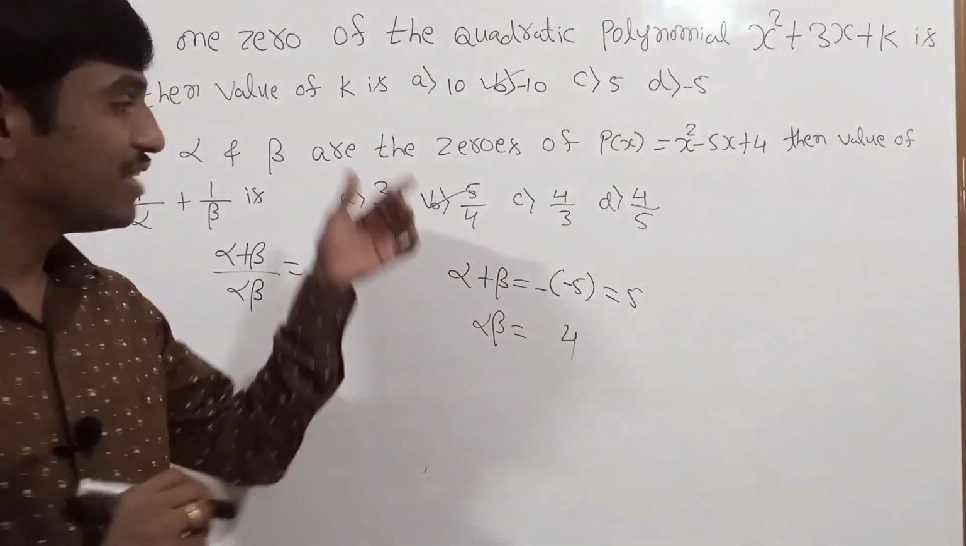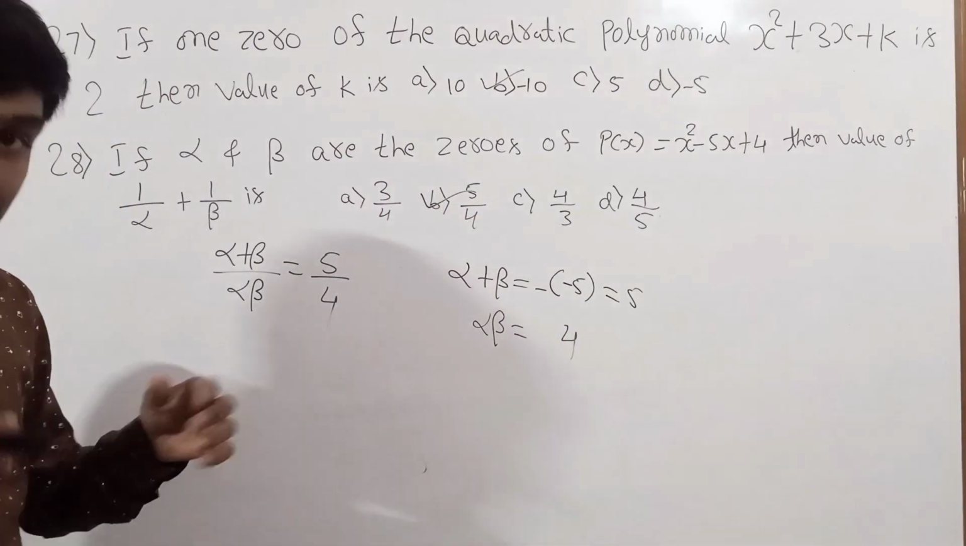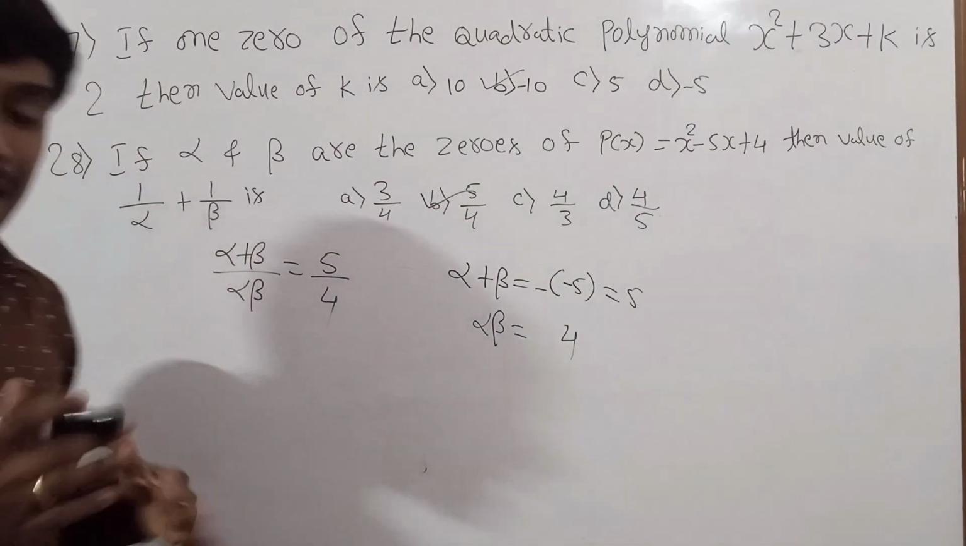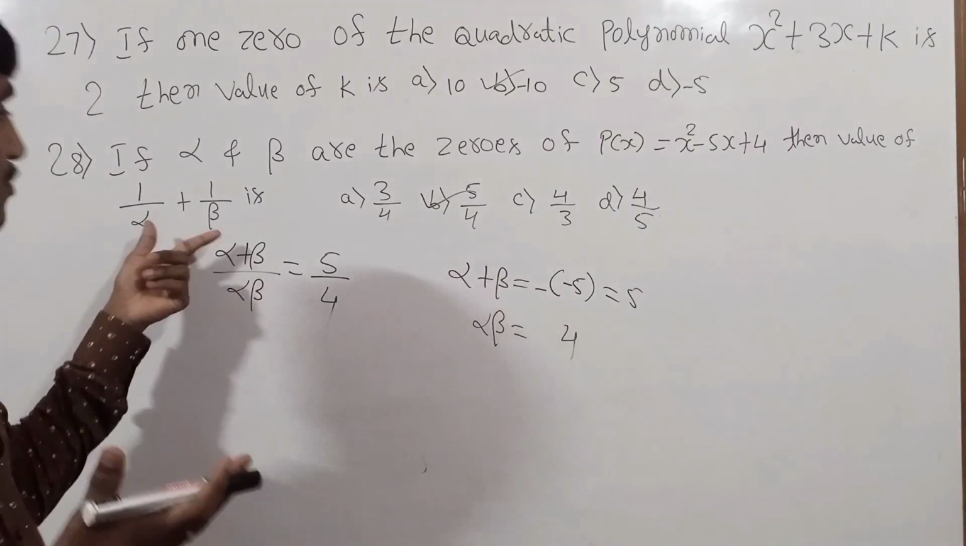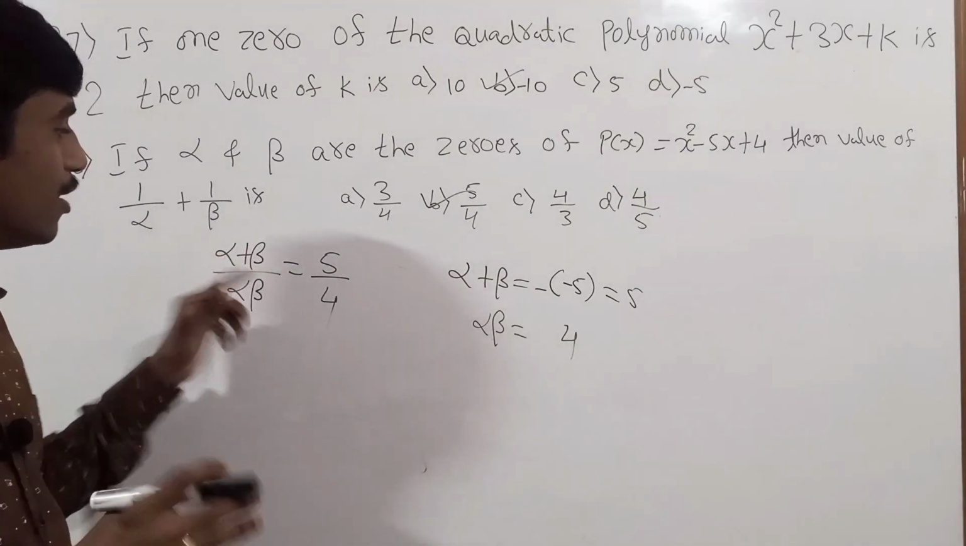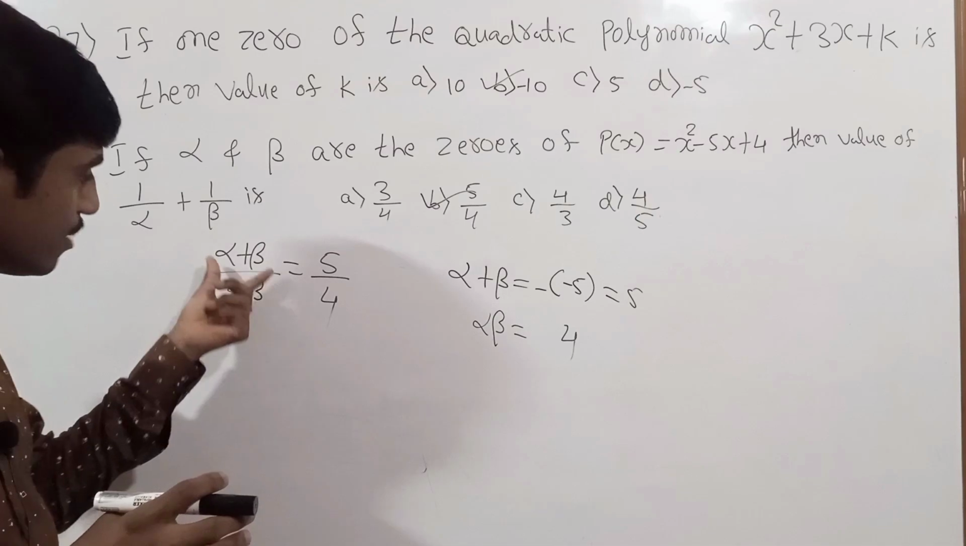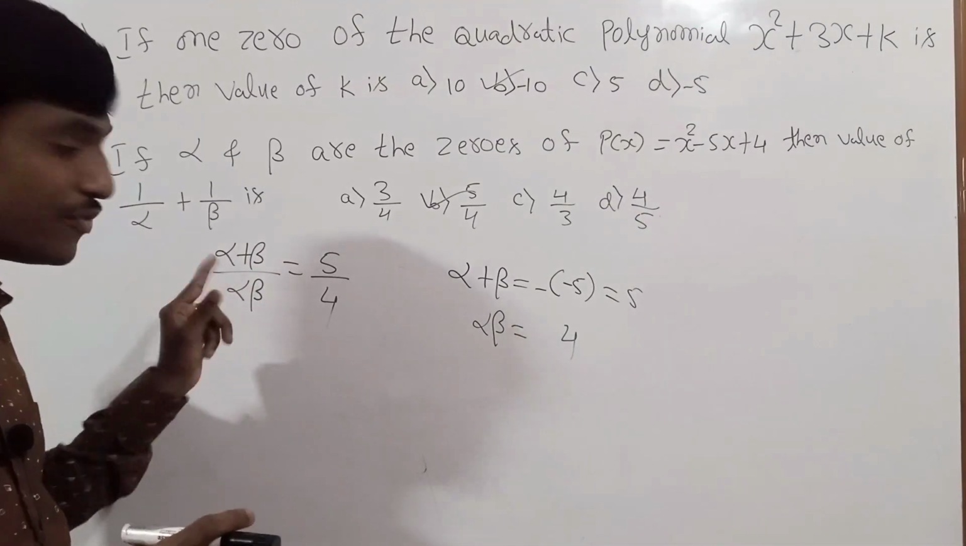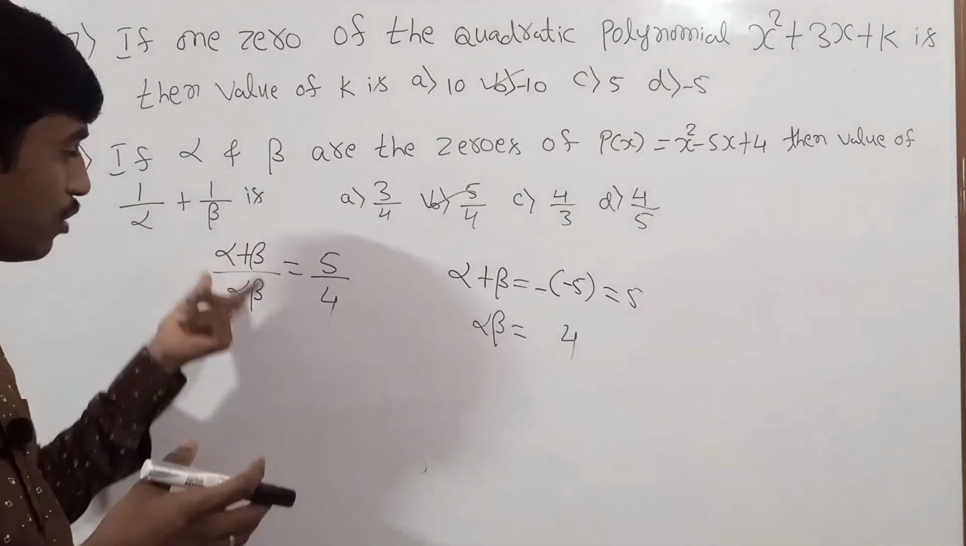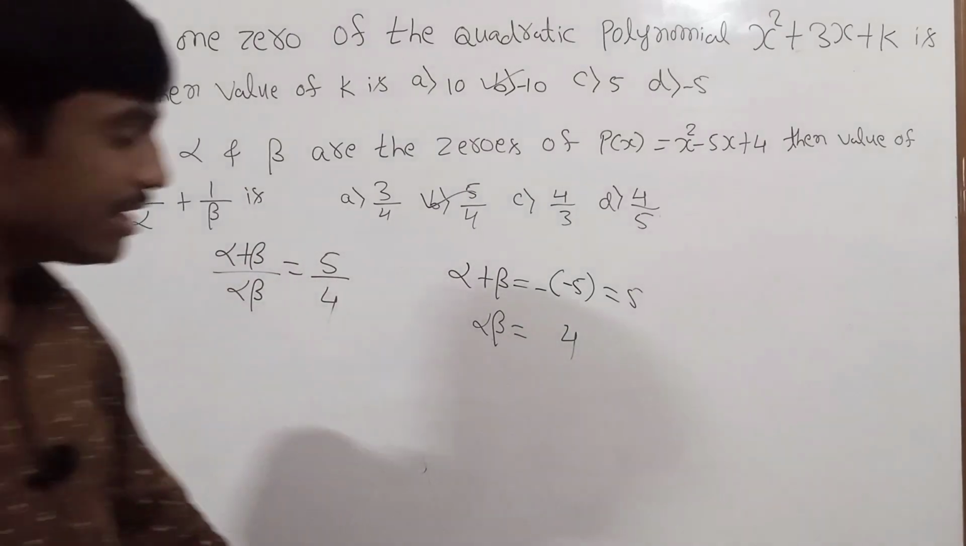So when they give a question like this, when they give alpha and beta, try to find the LCM or whatever is possible, so that you express this in terms of alpha plus beta and alpha beta, because we know how to find alpha plus beta, the sum of the roots, and the product of the roots, so that we'll get the answer easily.